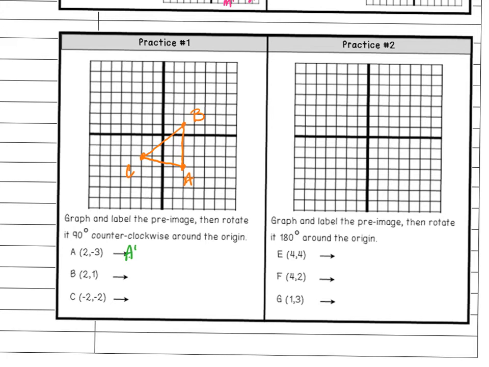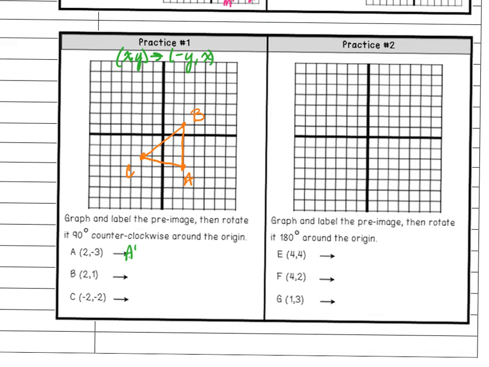And now we want to find A prime. So A prime, and we're going counterclockwise. So my rule says, I'm going to just write it right up here at the top. My rule says I take x, y, and it becomes, if I'm going counterclockwise, 90 degrees. Is that what it says? 90 degrees counterclockwise, yep. It becomes negative y, x.